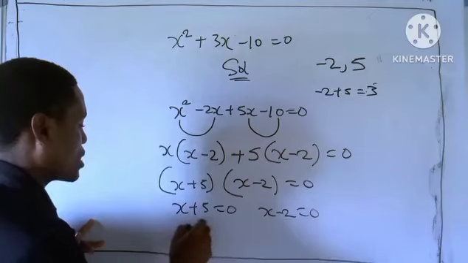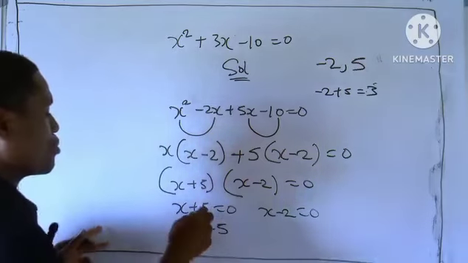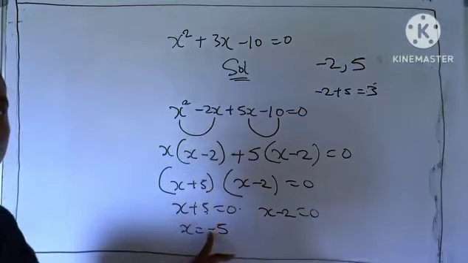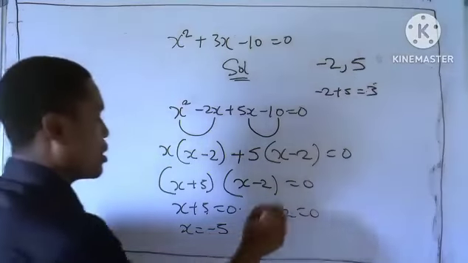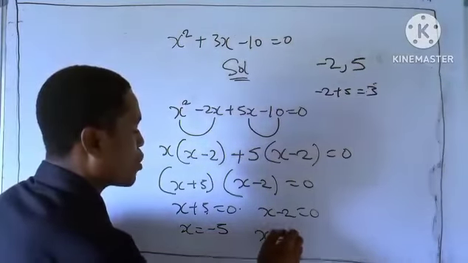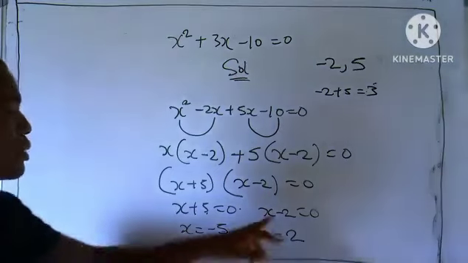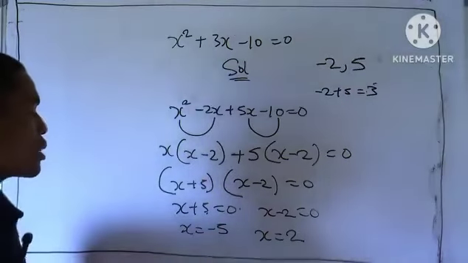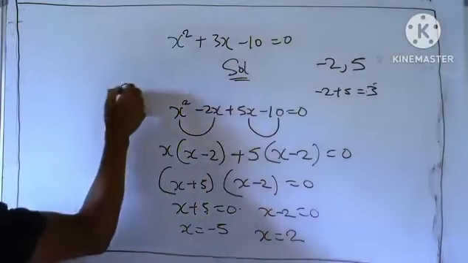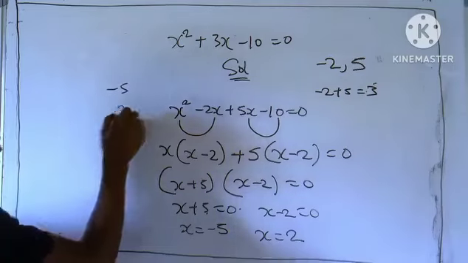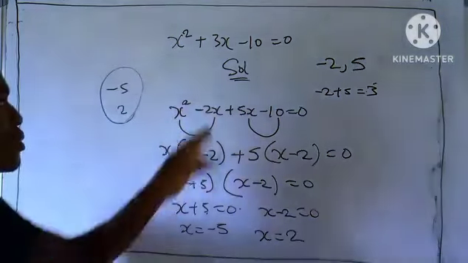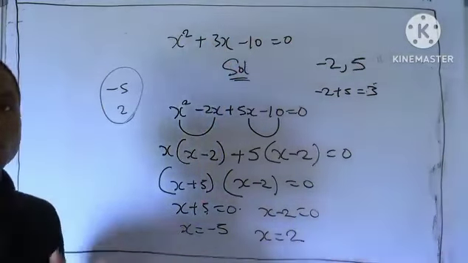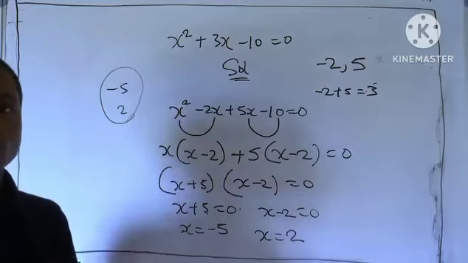So here we'll have x equal to minus 5. If you move this plus 5 to the right side, it will change to negative, okay? And here it will change to positive. We have minus 2 here, it will change to plus when moved to the right side. So the two answers are minus 5 and 2. So these are the two answers to this given quadratic equation. So this is how you can use the factorization method to solve quadratic equations.